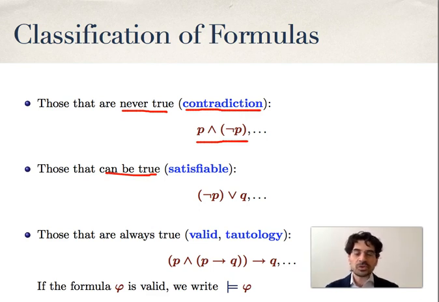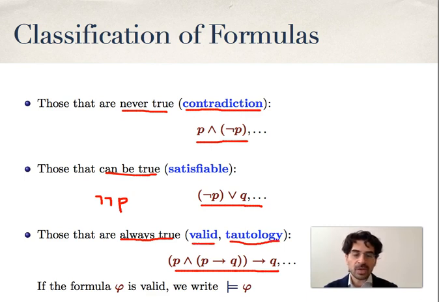Then there are formulas that can be true. They are sometimes true and sometimes false. The example we saw before was not not P. Another example you see here, not P or Q. This is sometimes true and sometimes false, depending on the valuation. And then there are formulas that are always true. And we saw the example of P and P implies Q implies Q. This is always true. Such formulas are called tautologies or valid formulas.